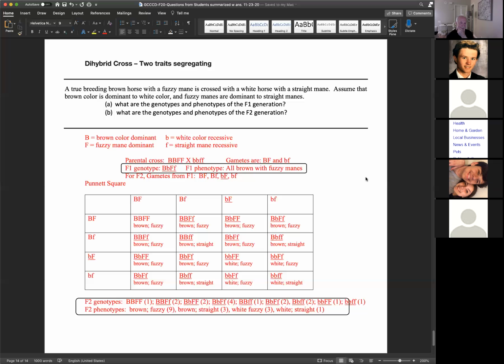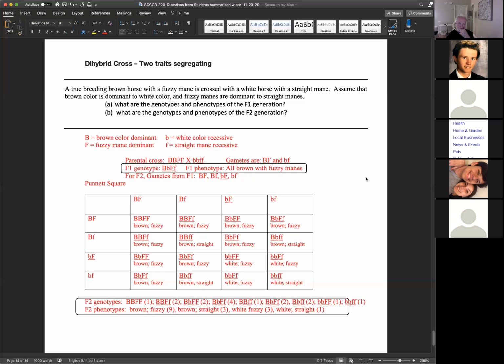So since each parent is the same, we lay out the Punnett square with one parent's gametes across the top, one parent's gametes down the side, and then we simply do our normal Punnett square thing, where a big B results in a big B down here, big B in the first box, top left, and a big F, we're going to have two capital Fs here. So this first offspring will be big B, big B, big F, big F. You just continue matching up your letters through all 16 boxes here.